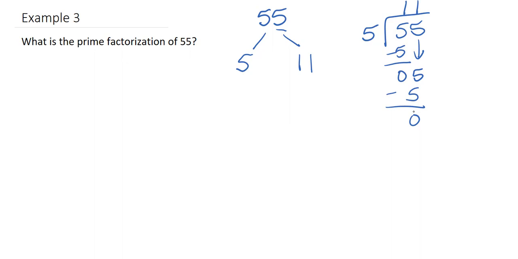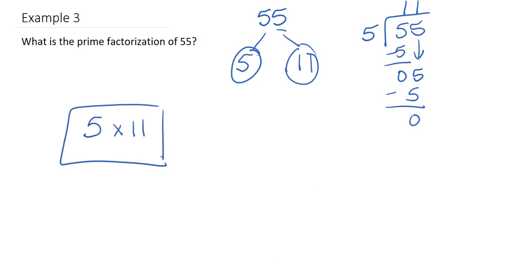Now, we know that 5 is a prime number and 11 is a prime number. So we're actually done. So how we show this is you just have to go 5 times 11. And this is the prime factorization of 55. It only has 2 prime numbers multiplied together, which is 5 and 11. So this is the answer.